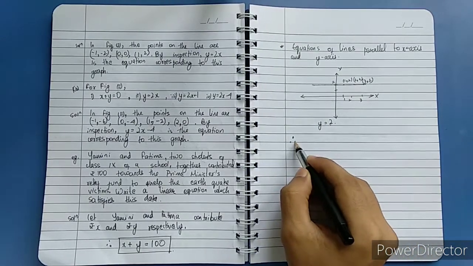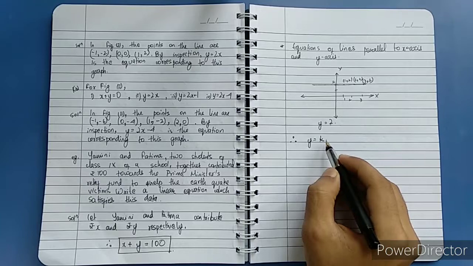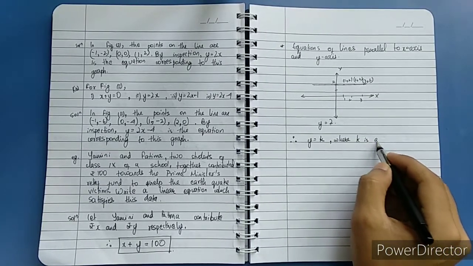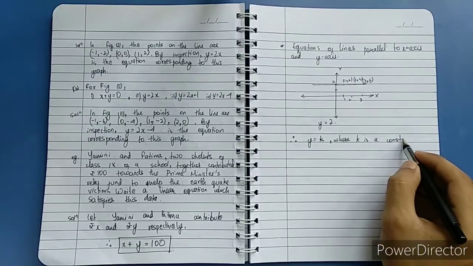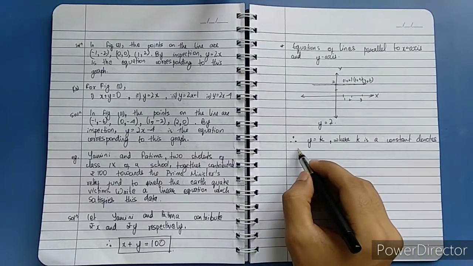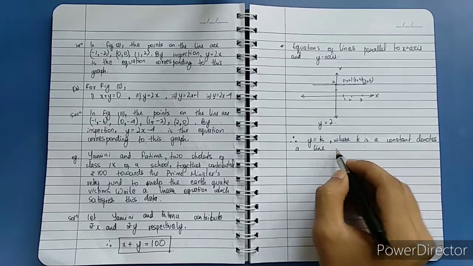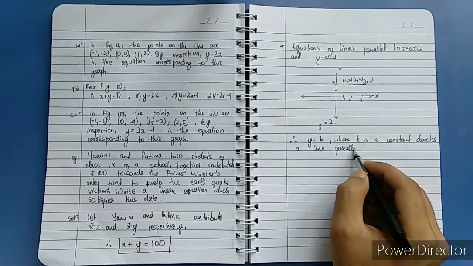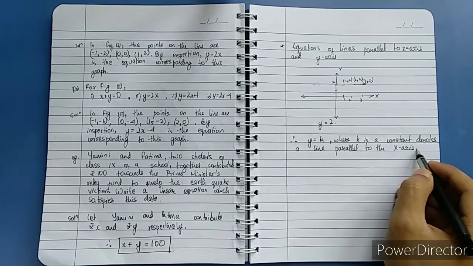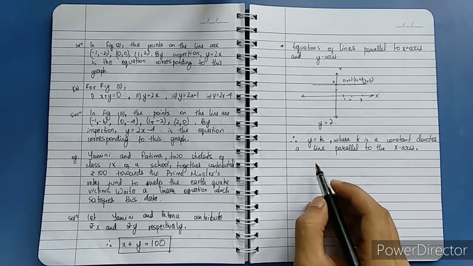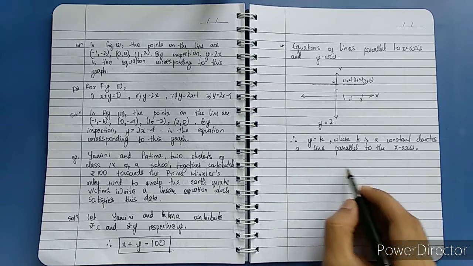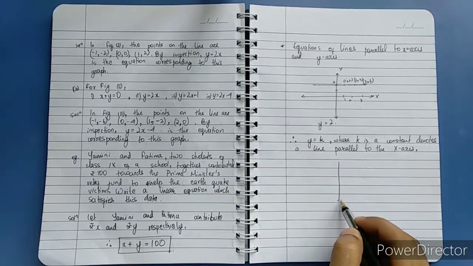So therefore y equals k, where k is a constant, denotes a line parallel to the x-axis, and for a line parallel to the y-axis.